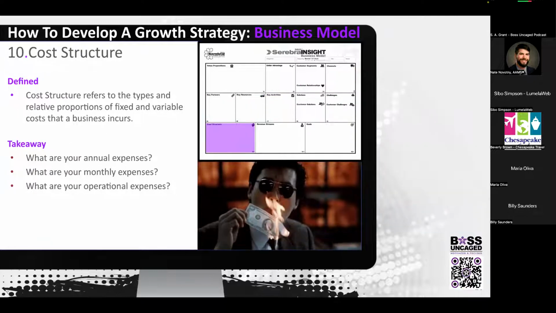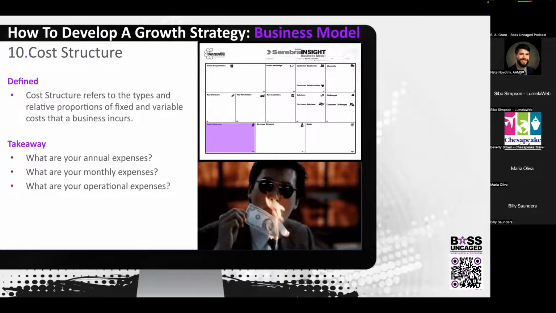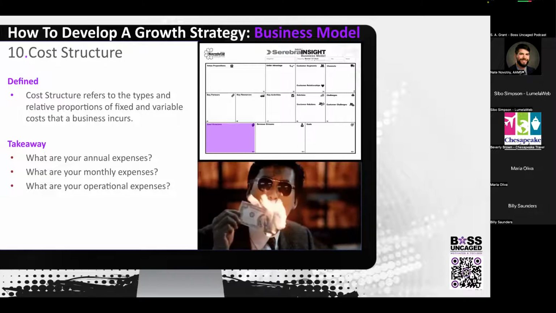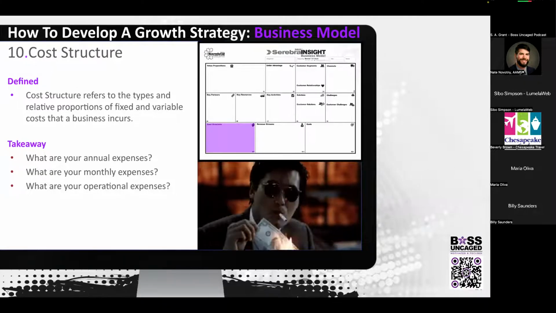Cost structure. So this GIF is a pretty funny GIF because again, essentially it's like, where are you burning your money? Where essentially are you hemorrhaging, or can you stop hemorrhaging of that burn? Can you consolidate? Could you then partner with someone to alleviate some of that cost structure burn that you currently have?